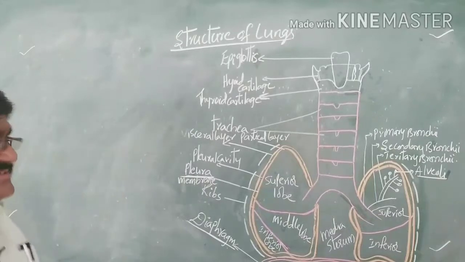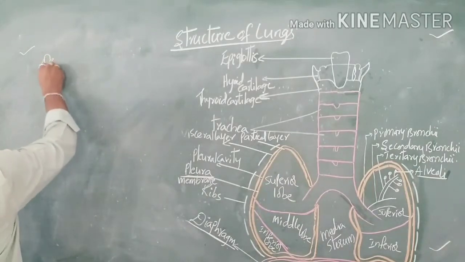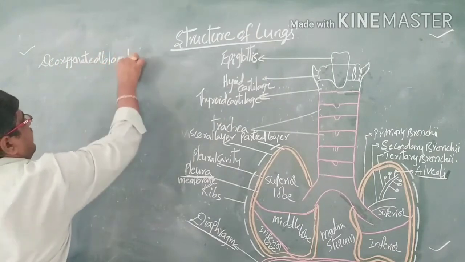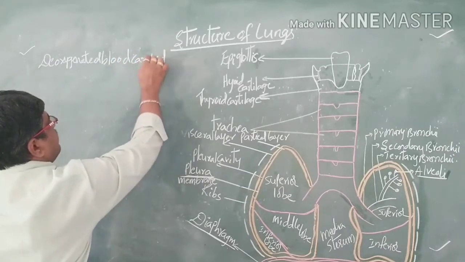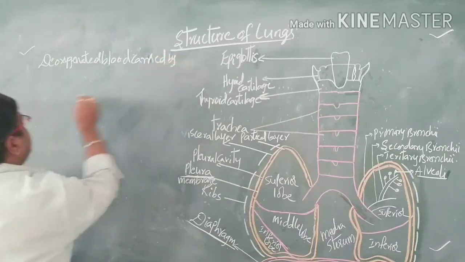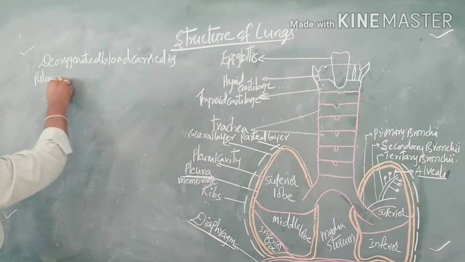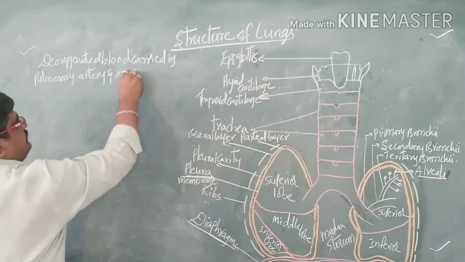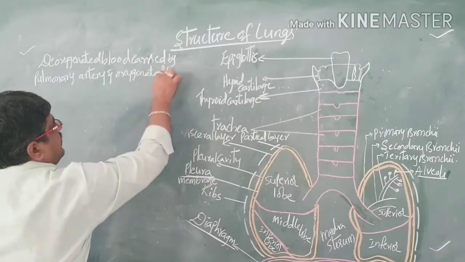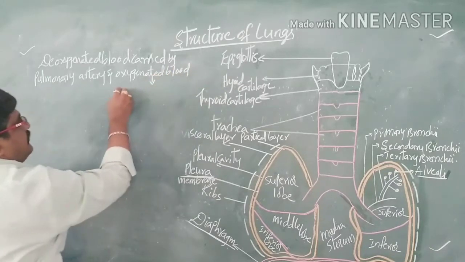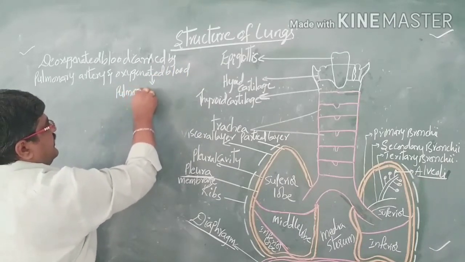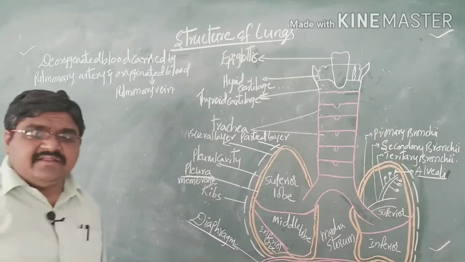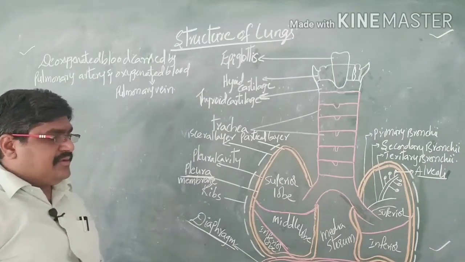So here, the deoxygenated blood is carried by the pulmonary artery, and the oxygenated blood is carried by the pulmonary veins.